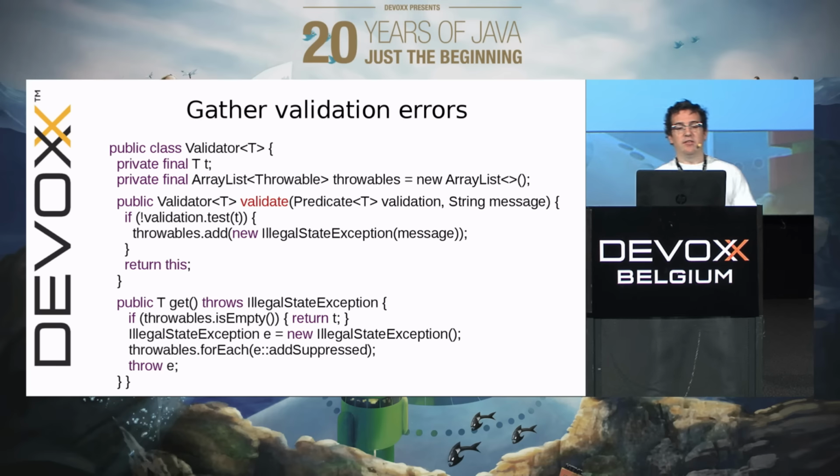And in that case, when I call get, if my ArrayList is empty, it means that it passed the validation. Otherwise, I have to return all exceptions. I can't return all exceptions, so I will create a new exception and add all of them as suppressed exceptions. I don't know if you know what a suppressed exception is.